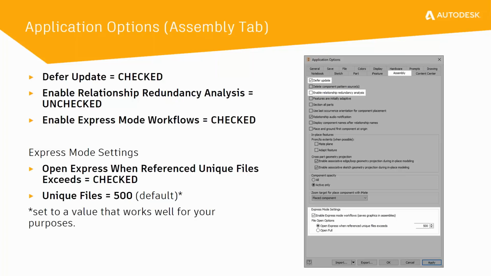Open Express when referenced unique files exceeds, and we're setting this to 500, which is the default when you do turn this on. And you can adjust this up and down depending upon the size of your assemblies and the uniqueness of them and in terms of their complexity. But in essence, this is setting the threshold used to determine when the default mode for opening an assembly should be either express or opening it in full.